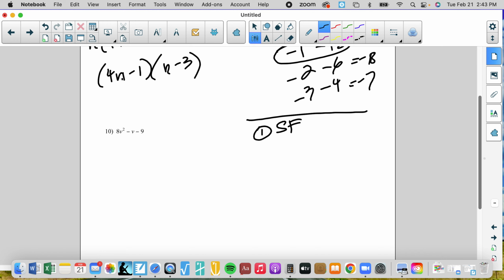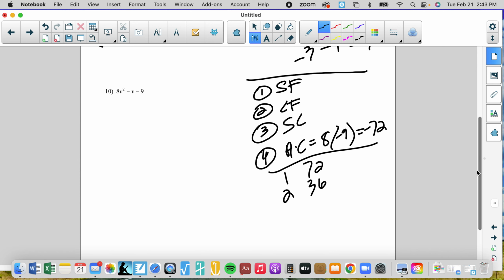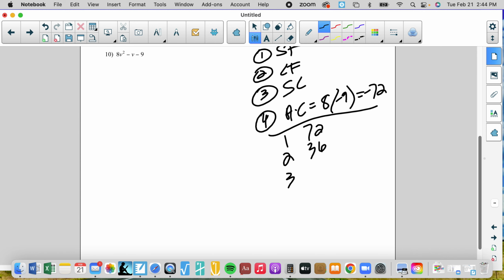Standard form, yes. Common factor, no. Special case, 9's a perfect square, 8 is not a perfect square. A times C, 8 times negative 9 is negative 72. 1 and 72, 2 and 36, 3 and 24, I think. Yep. 4, yes. 4 and 18. 5, no. 6, yes. 6 and 12.